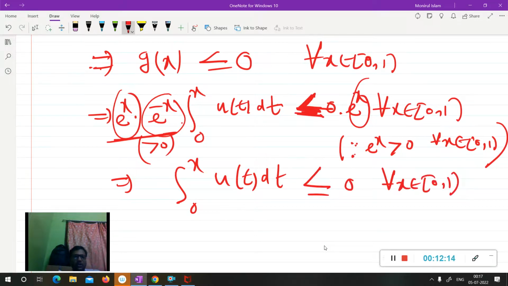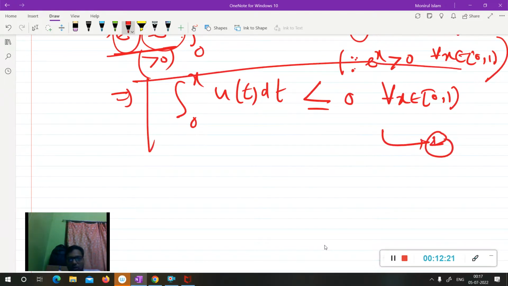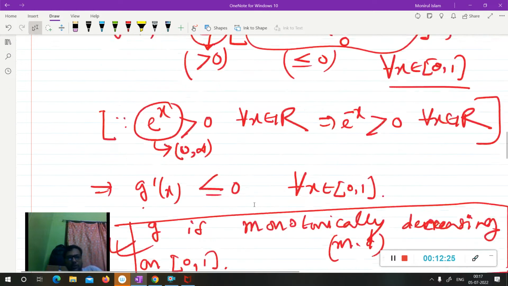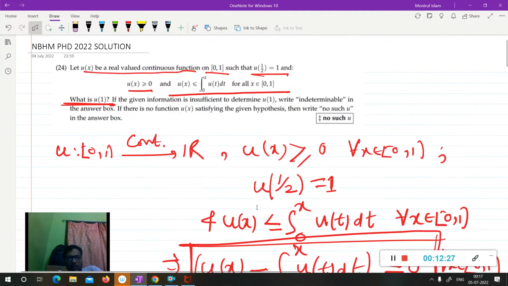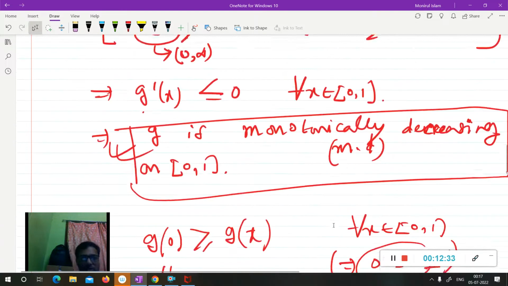Now, you can name this the integral from 0 to x of u(t) dt. This will be less than or equal to 0 for x belongs to [0, 1]. Now see, previously it is given that u(x) is greater than 0 for x belongs to [0, 1].